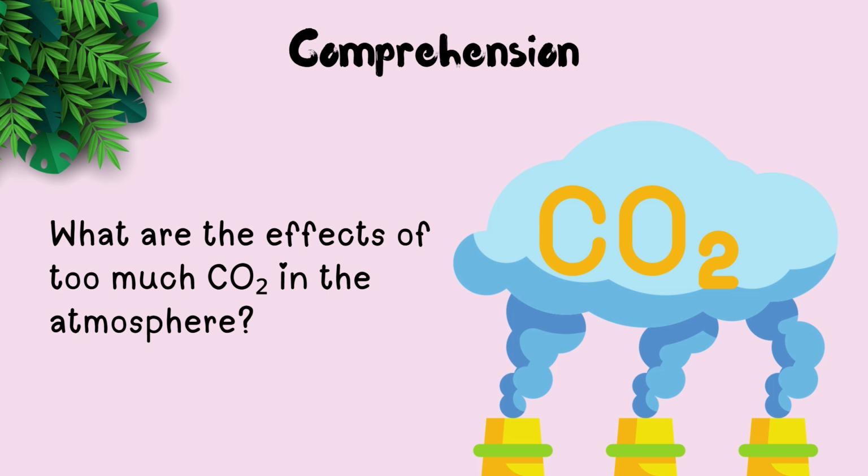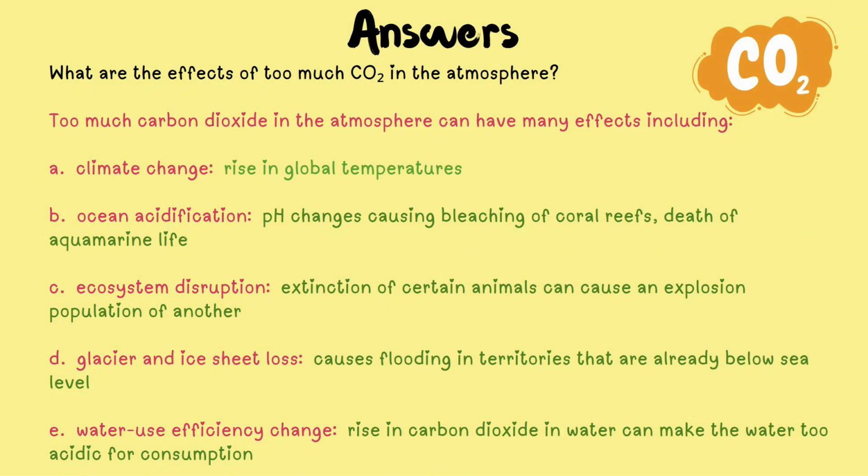Comprehension. What are the effects of too much carbon dioxide in the atmosphere? Too much carbon dioxide in the atmosphere can cause many effects, including climate change. This can cause a rise in global temperatures. B. Ocean acidification. This can cause pH changes, causing the bleaching of coral reefs and the death of marine life. C. Ecosystem disruption. This can cause the extinction of certain animals, which can cause a population explosion of another.